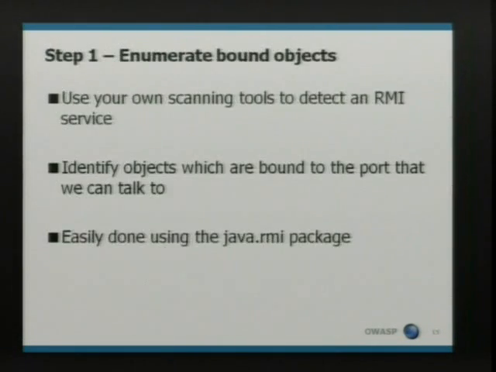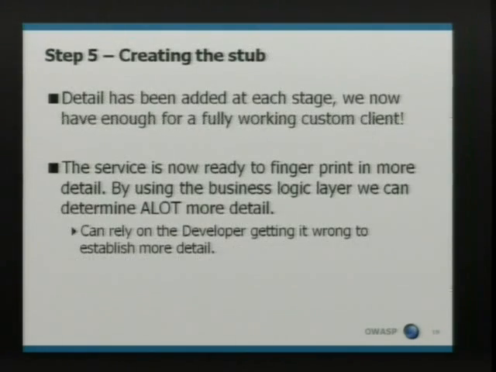And then step 5 is the ability to create your own stub. This is where you become creative as a developer, as an attacker. This is where you say, well, okay, I know which methods they've implemented. What data am I going to fire over to try and start really pinpointing what the business logic layer is about? And you can look at stack traces and rely on the common coding mistakes that occur at the business logic layer, and we can determine a lot more detail.